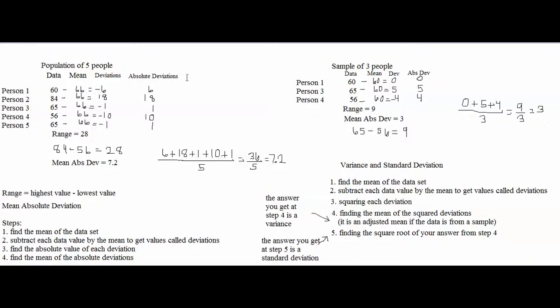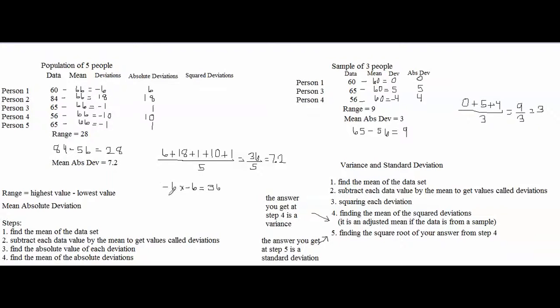We need to make a new column of squared deviations. We're going to square each of these deviations. What that means is we're just going to multiply each deviation by itself. So first we're going to multiply negative 6 by negative 6. When you multiply a negative number by a negative number, you get a positive answer. So negative 6 times negative 6 is just 36. You get the same answer that you would have had if you had multiplied 6 times 6.